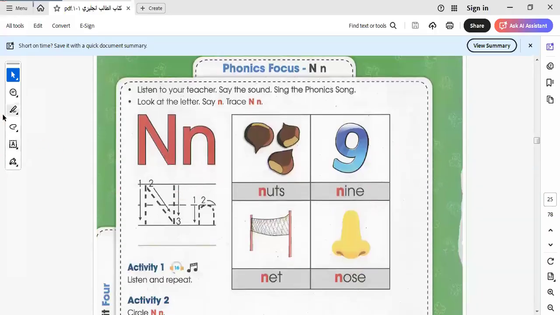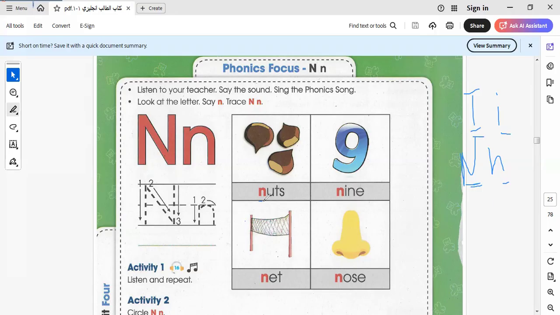So in this unit, we learn two letters, capital I and small i. We learn here capital N also and small n. I will repeat, and repeat after me. Capital I and small i, capital N and small n. So your book, grade 1, depends on phonics. So we must know how to pronounce the words, okay?